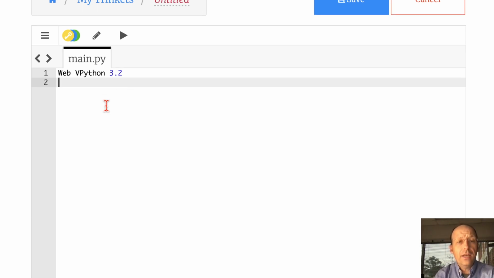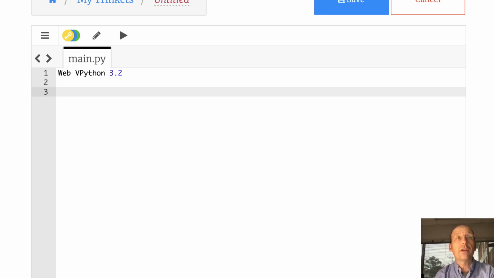In Trinket, it no longer says glow script, it says web vpython. So I kind of like that. I was surprised. I woke up this morning to a surprise. Okay, so let's start with some constants here.